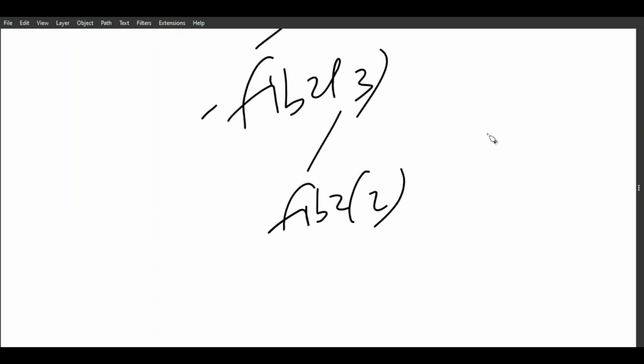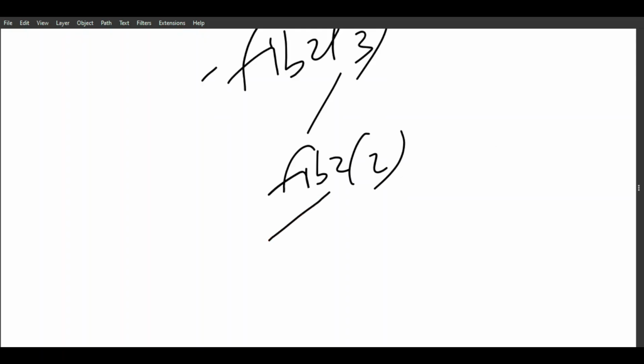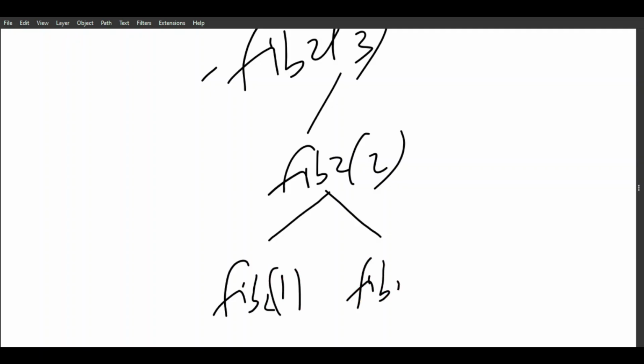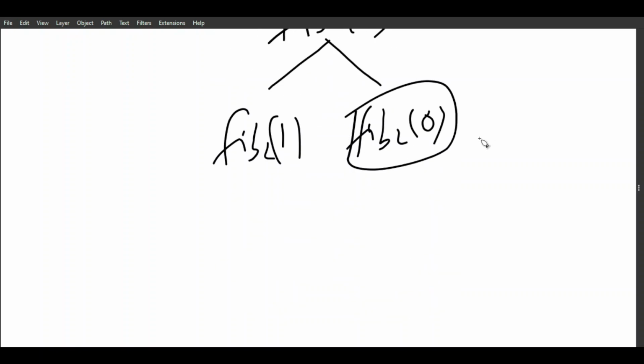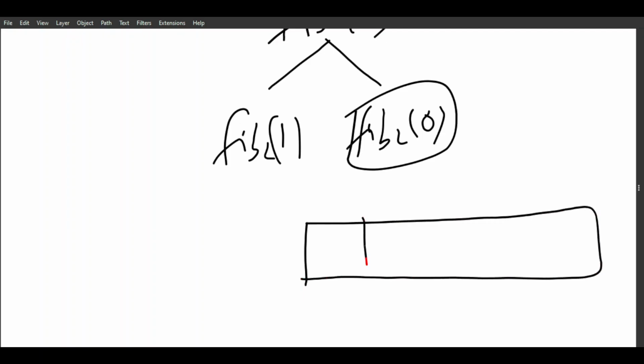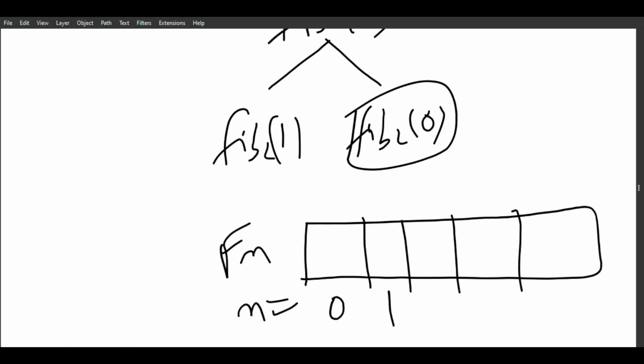Continue with the recursion. Now we have the basis, fib1, fib21 and fib20. So these are the basis. There is no further recursion. So what we do is, we know their values. So we make a global array like this, for n equal to, this is n, this is fn, 0, 1, 2, 3, 4 and 5.